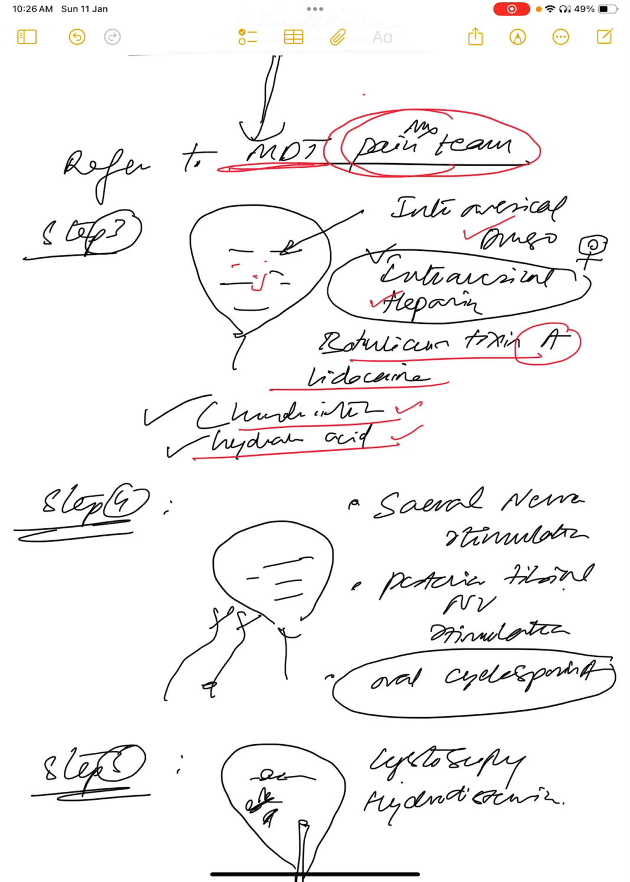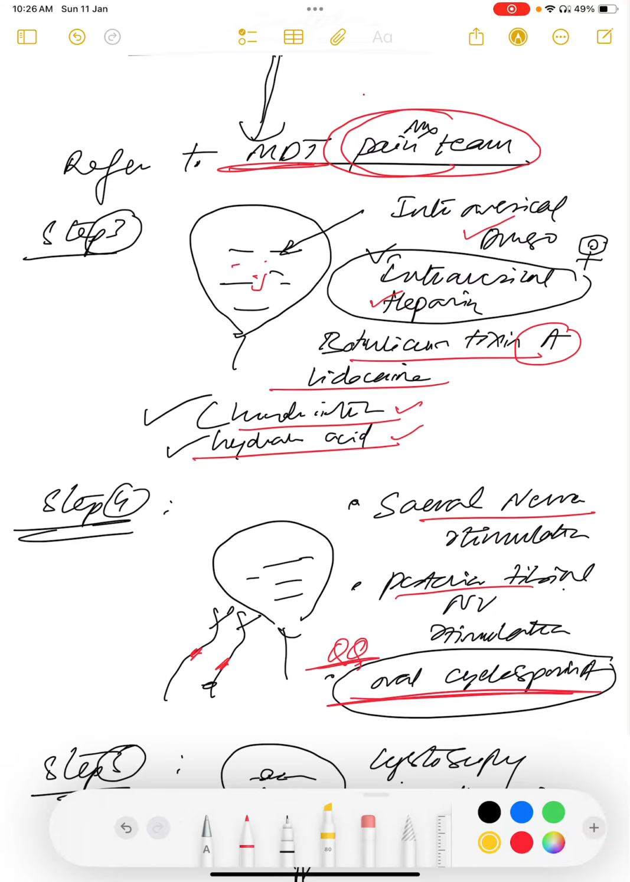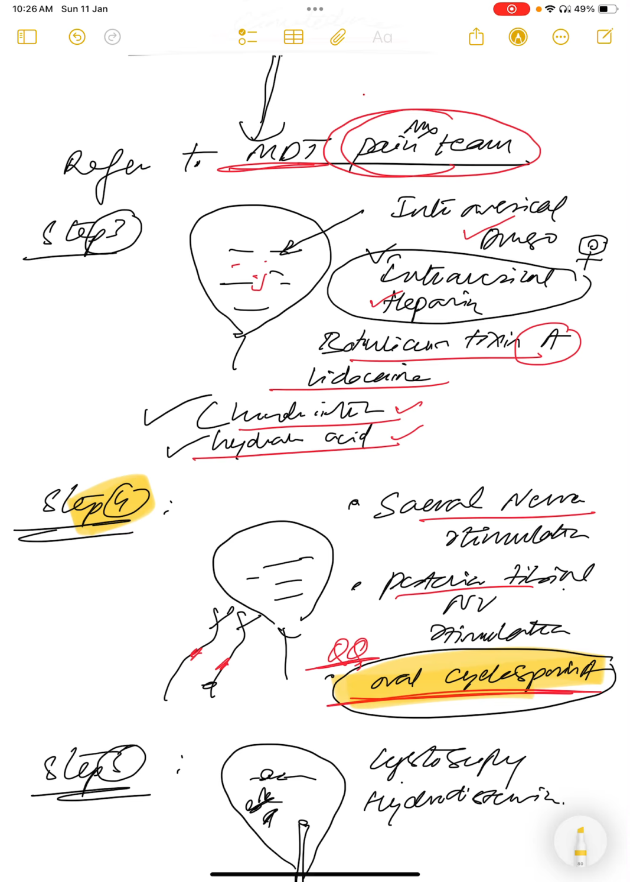If this is not working, then you'll go for step four. So directly you'll stimulate the nerves, that is sacral nerve stimulation, posterior tibial nerve stimulation, or oral cyclosporin. This is the one. They will ask this question: oral cyclosporin is seen in which step? Oral cyclosporin is seen in step 4.